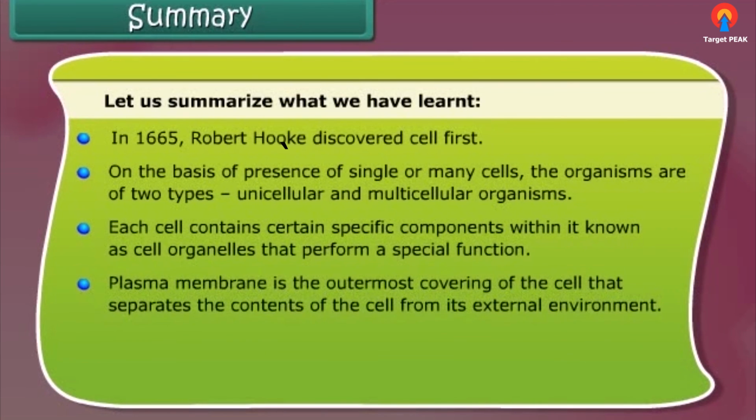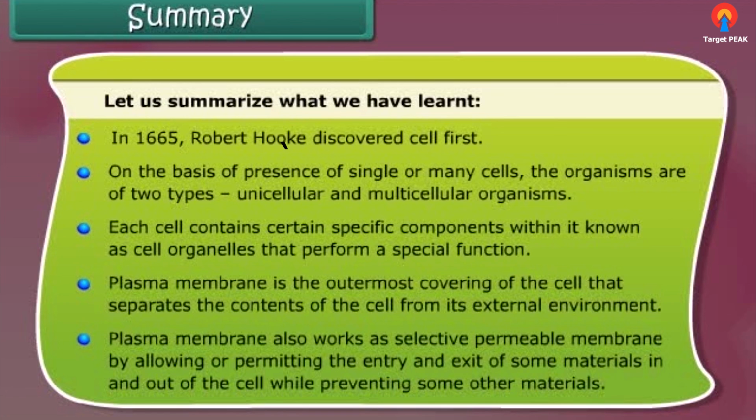Plasma membrane is the outermost covering of the cell that separates the contents of the cell from its external environment. Plasma membrane also works as selective permeable membrane by allowing or permitting the entry and exit of some materials in and out of the cell while preventing some other materials.